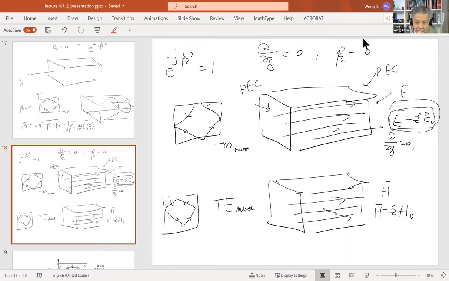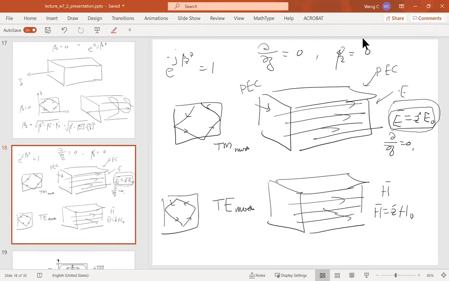But the original field I have in the waveguide has no N cross E, no tangential E field. So I can safely cap these two waveguide ends with PEC walls without violating the boundary condition. Agree? Oh yeah, now it's clear. Yeah, I see. Okay, good.